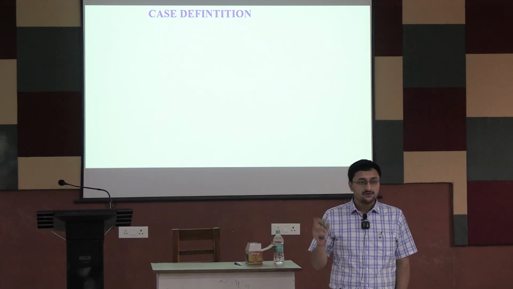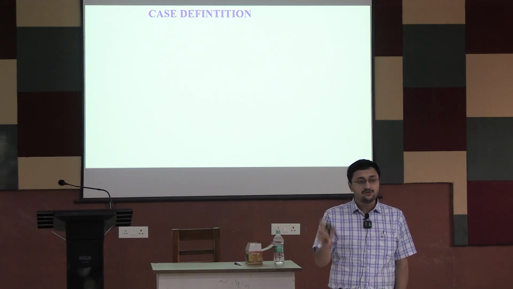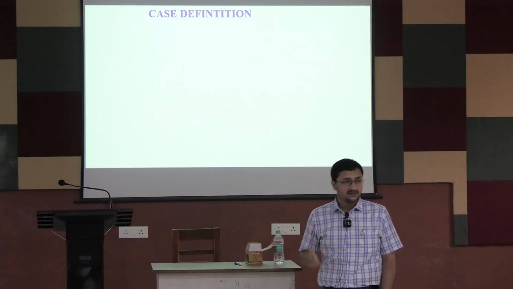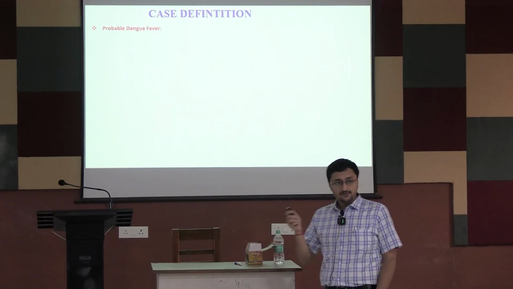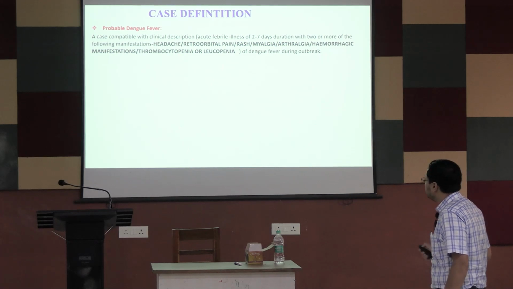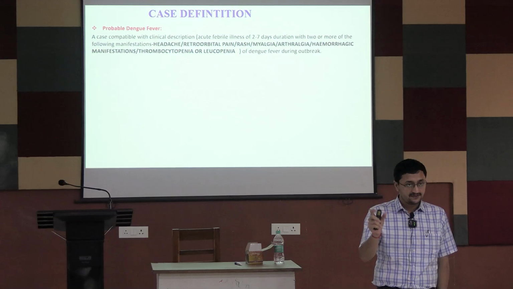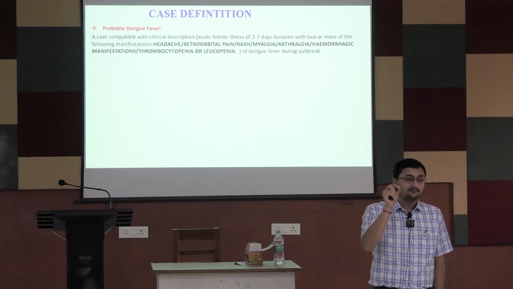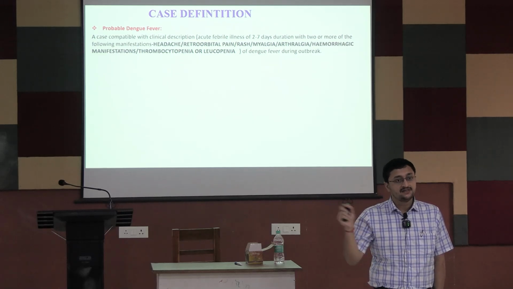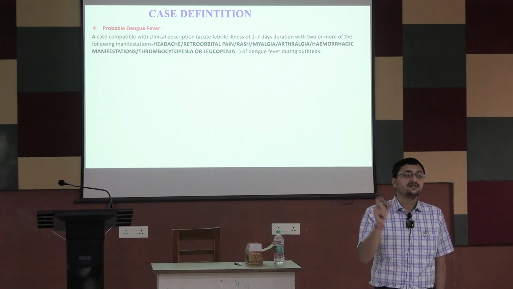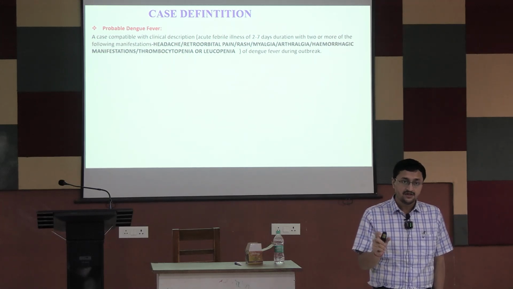A patient with a history of fever, duration ranging from 2 to 7 days, along with retroorbital pain, headache, mucosal bleed, or arthralgia, thrombocytopenia or leukopenia. Along with that, the blood test is positive for NS1 or IgM antibody in dengue, but by a non-ELISA based rapid diagnostic kit method, right? So this is a case definition of probable dengue.